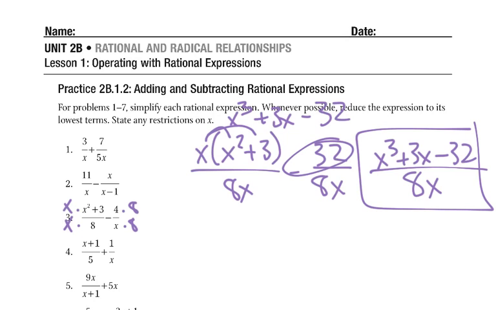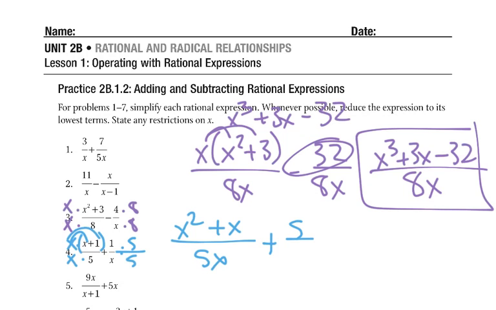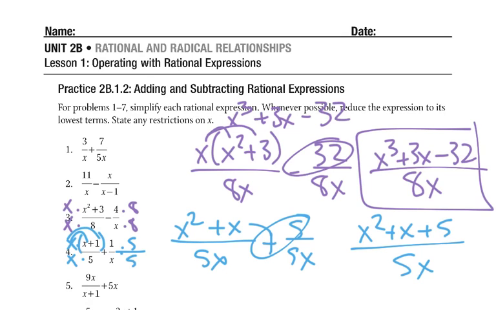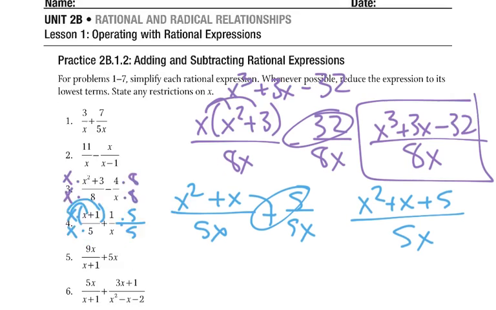Number 4, we treat the same way. Times this side by x. So x times x is x squared. x times 1 is x over 5x, plus times this side by 5. 5 times 1 is 5 over 5x. So we just kind of tack that onto the end there and get x squared plus x plus 5 over 5x. Sometimes you may end up having a like term, and so you could do more with that.